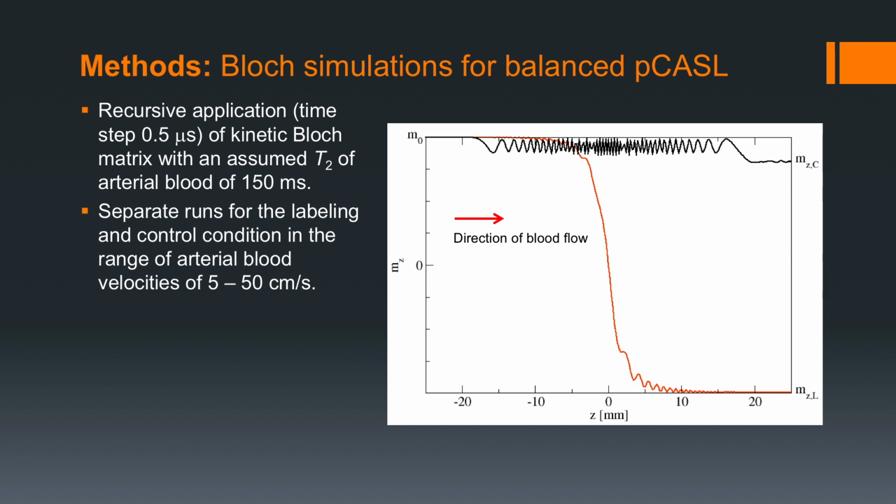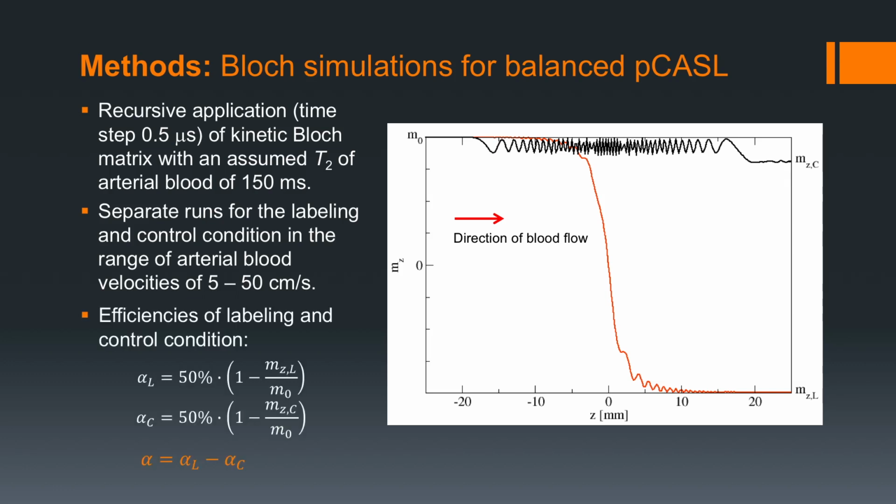This example, without consideration of T2 relaxation, shows the trajectories of the magnetization MZ in both conditions, the labeling condition in orange and the control condition in black. The magnetization starts from the equilibrium value M0 at the position far below the inversion zone and travels through it with the velocity of arterial blood under the influence of P-Castle. The simulation is finally stopped if the change of MZ is smaller than the millionth part of M0. The result is an inversion in the labeling condition, but no inversion in the control condition.